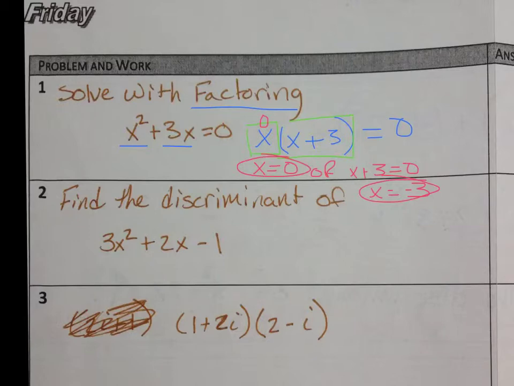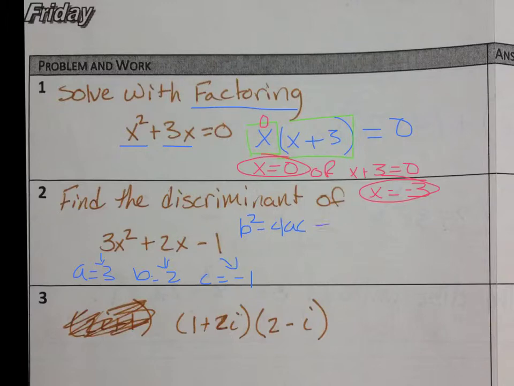Okay, for the second one, we're looking to find the discriminant. And the discriminant is the part of the quadratic formula that's in the square root, and it's the b squared minus 4ac. So you have to understand here that a is 3, right? B is 2, and c is negative 1. The sign goes with it here.